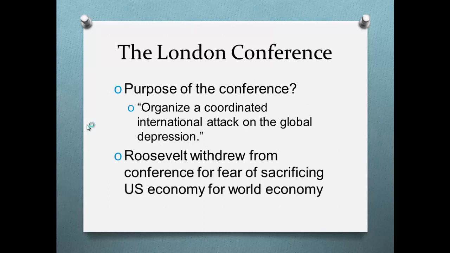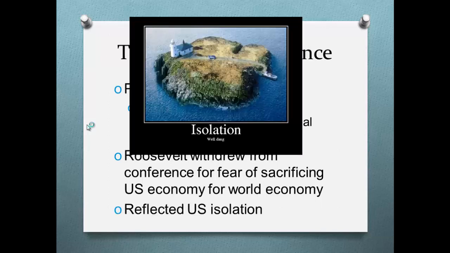Roosevelt, however, ends up withdrawing, and the U.S. withdraws from this conference for fear of sacrificing the U.S. economy for the world economy. So basically, what's going to follow is all countries are going to be focused on fixing themselves as opposed to helping the collective good of the entire world. And this helps reflect the main idea of the 1920s and the 1930s, which is that the U.S. wants isolation. That is a big idea to know in the 1920s and 30s.